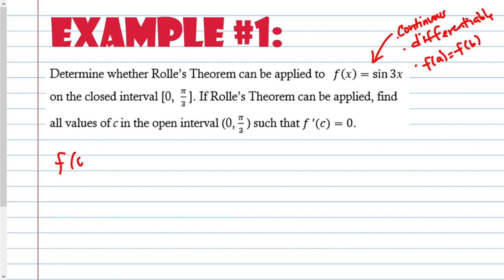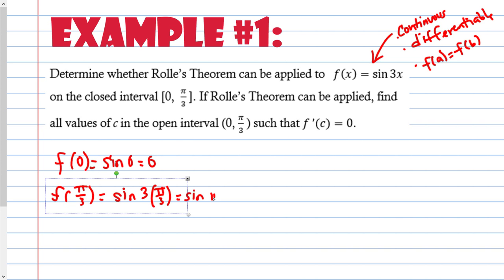So f of 0: sine of 3 times 0 is sine of 0, which is 0. That has to equal f of b, which happens to be pi over 3. Sine of 3 times pi over 3 is basically the sine of pi, and the y-coordinate at pi is 0. So are they equal? Yes, they are. So that takes care of our third bullet. So check, check, and check. Alright, so Rolle's theorem can be applied.